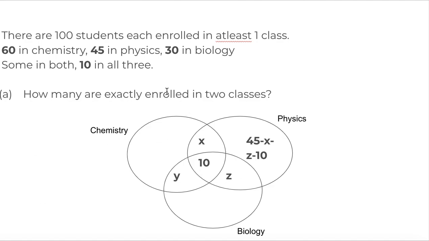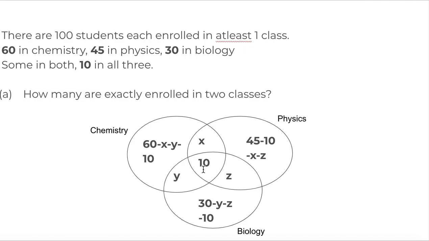Right now I know that there are 45 in physics, so the only physics part would be 45 minus x minus z minus 10, right? Similarly for chemistry and biology, you can find the answer: 60 in chemistry minus those in chemistry and physics, chemistry and biology, and in all of them. So 60 minus x minus y minus 10, and 30 minus y minus z minus 10.